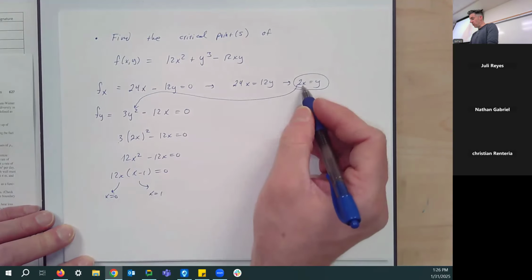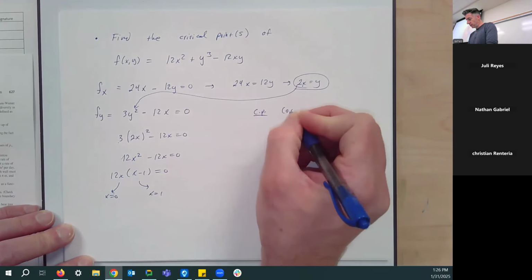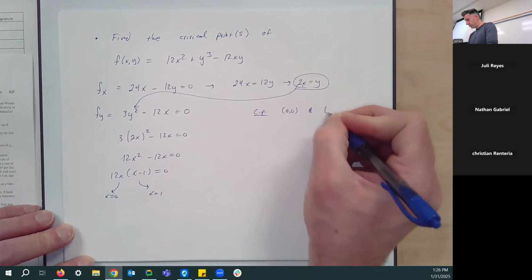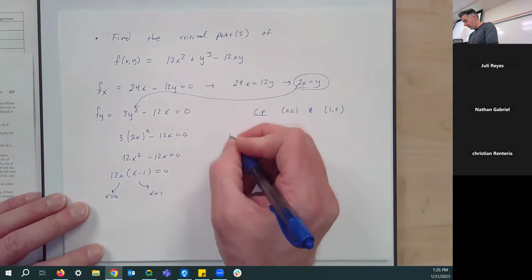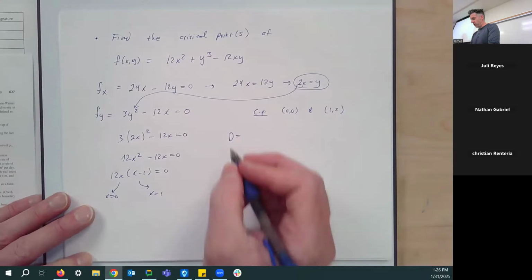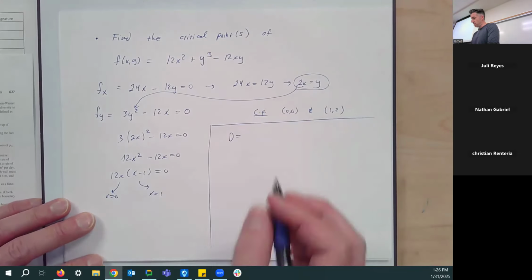If x is 0, y is going to be 0. And if x is 1, y is going to be 2. So those are our two critical points here: (0, 0) and (1, 2). And then we do the, right, it might feel like it's getting a little bit old, but it's the same thing every time for these: we're finding maximum, min, and saddle points. You find the critical points, and then you find capital D, which might be a little more interesting for this problem.